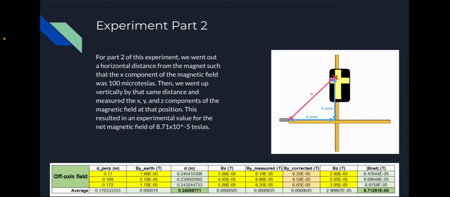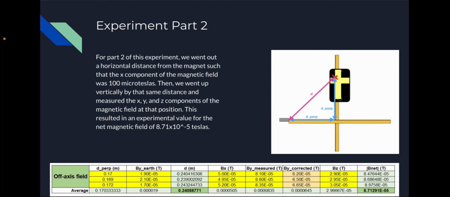And for part 2 of this experiment, we went out a horizontal distance from the magnet such that the x component of the magnetic field was 100 microteslas. Then we went up vertically by that same distance and measured the x, y, and z components of the magnetic field at that position. This resulted in an experimental value for the net magnetic field of 8.71 times 10 to the negative 5 teslas.